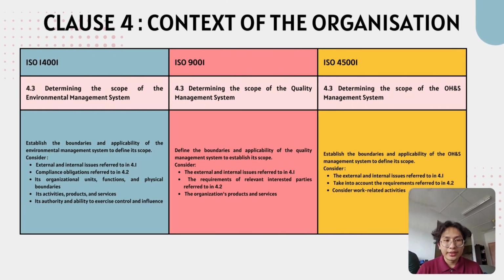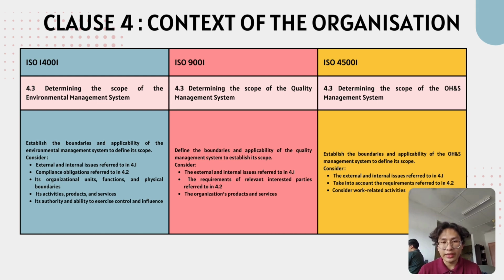4.3. Determining the scope of the environmental management system. Establish the boundaries and applicability of the environmental management system to define its scope. Consider external and internal issues referred to in 4.1, compliance obligations referred to in 4.2, its organizational units, functions, and physical boundaries, its activities, products, and services, and its authority and ability to exercise control and influence.